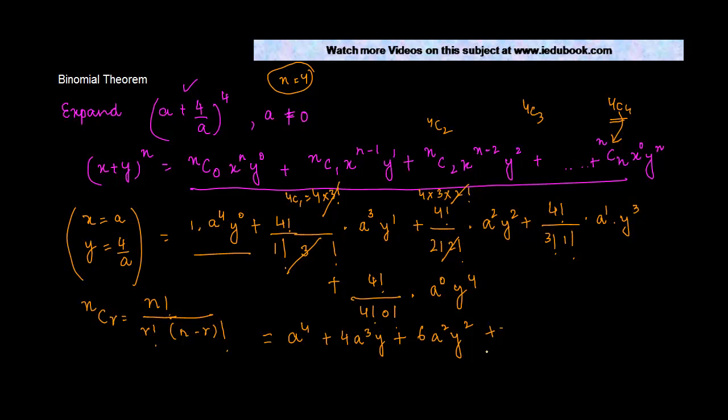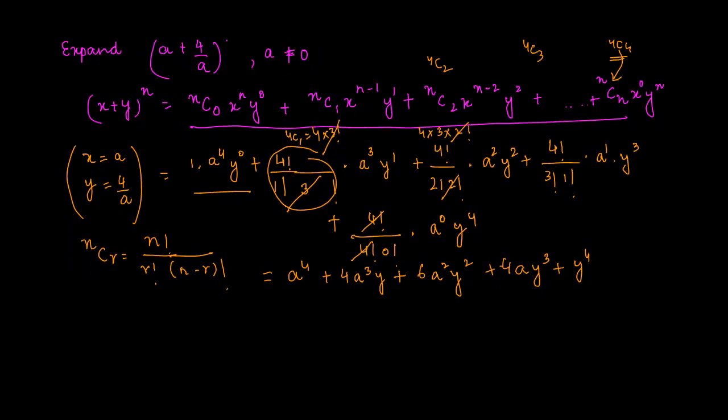plus factorial 4 divided by factorial 3. This we've already done, this is what we had here also. So this is 4a y cube, plus factorial 4 divided by factorial 4, which is 1. So you have y to the power 4. Now let's substitute the value of y in this particular equation.